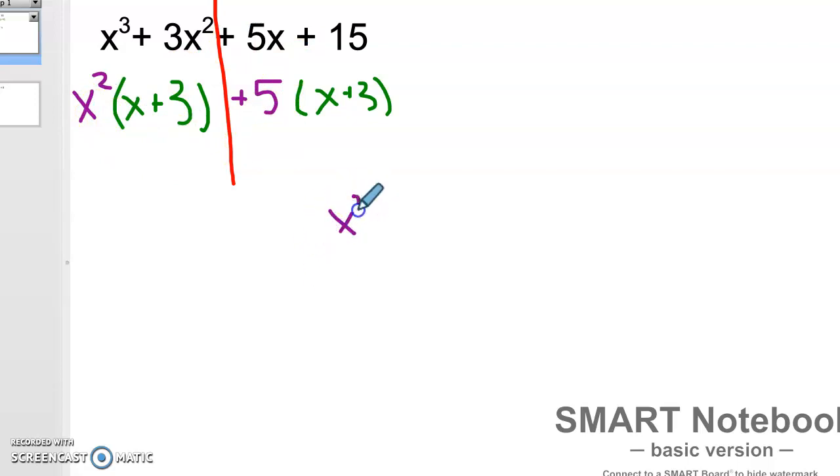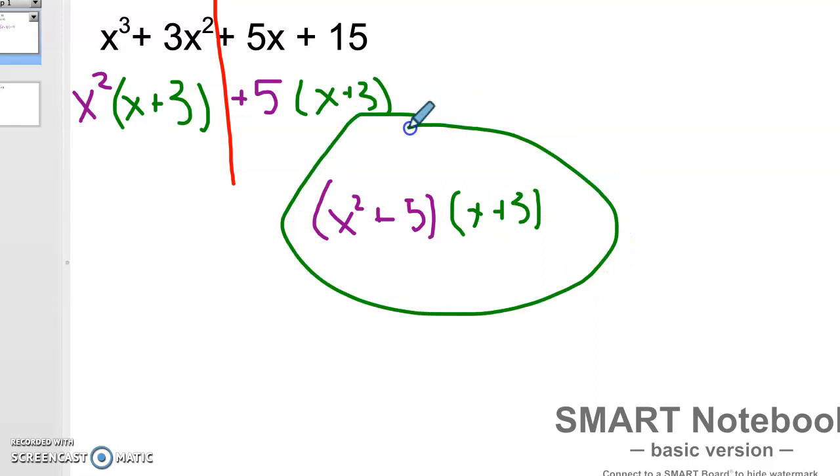So what you're going to do is take out what I wrote in purple and make that into a binomial. So we're going to have x squared plus 5 within parentheses. Again, I apologize for my handwriting. And then we're going to multiply it by what's in green, x plus 3. And that is our final solution for factoring this 4-term polynomial.